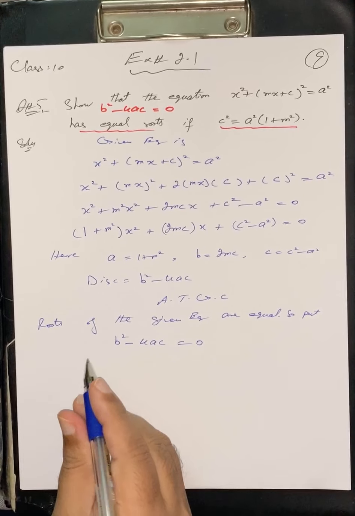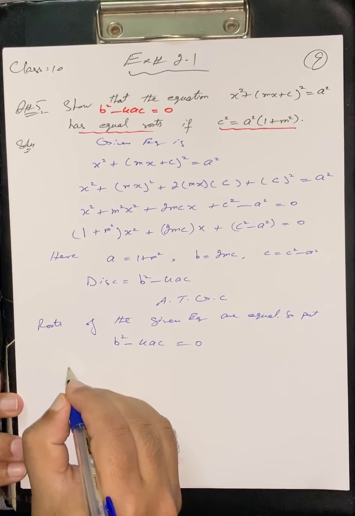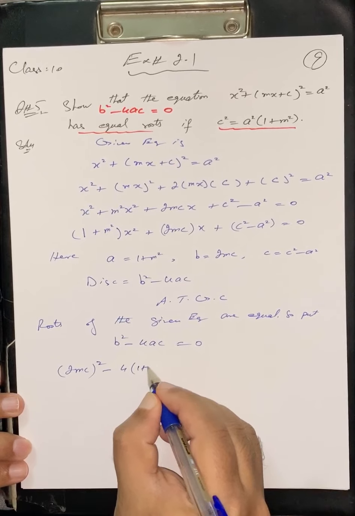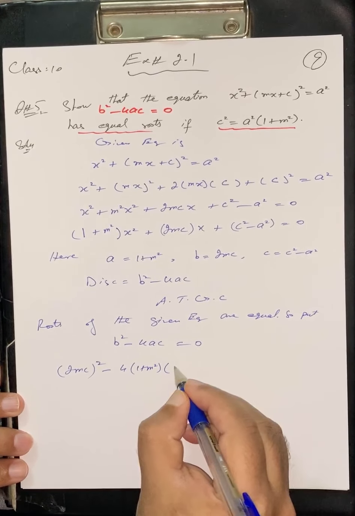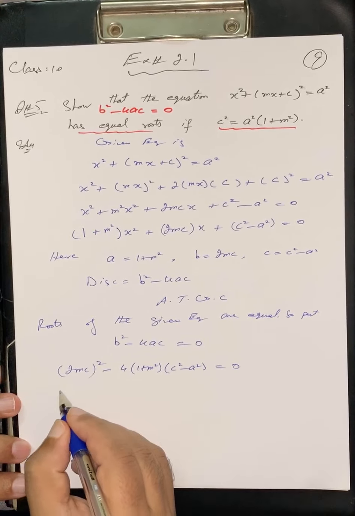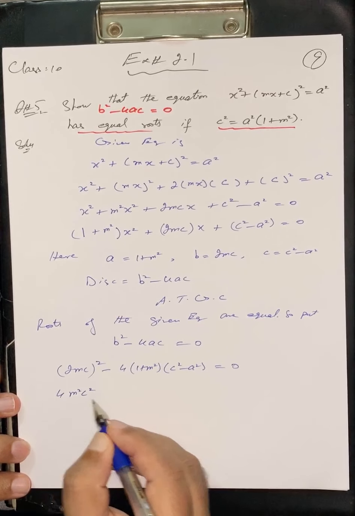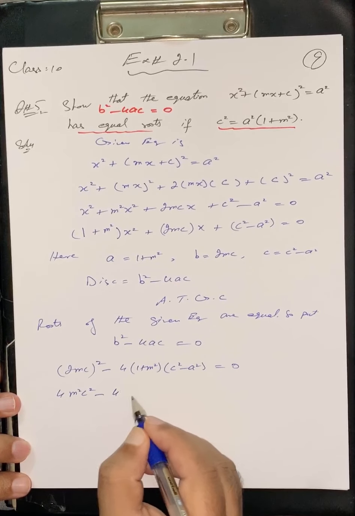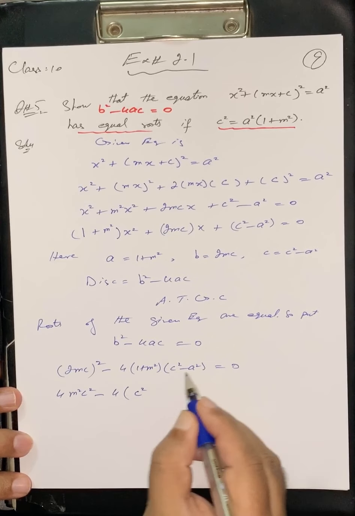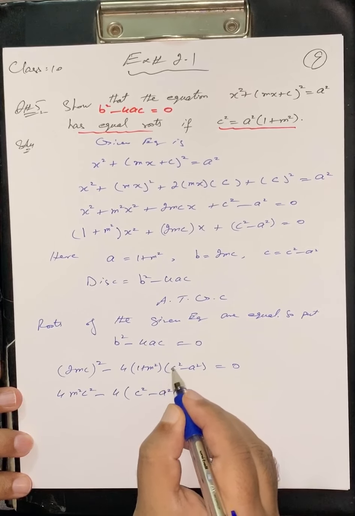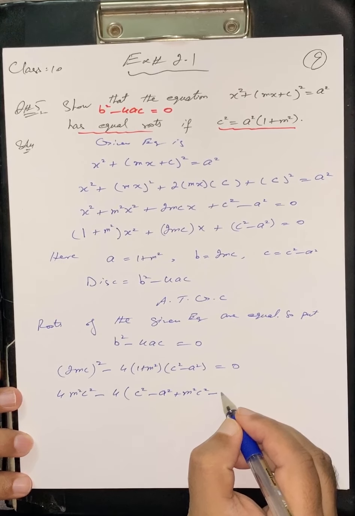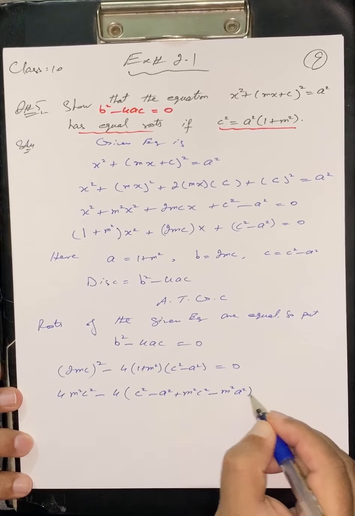Now use the values inside. (2mc) whole squared minus 4, in the place of a, (1 plus m squared), in the place of c, (c squared minus a squared), equals 0. 2 squared gives me 4 m squared c squared minus, don't multiply 4 inside, take it out because we take it common. 1 multiply c squared, 1 multiply minus a squared, m squared multiply c squared gives m squared c squared, m squared multiply a squared gives minus minus m squared a squared, equals 0.